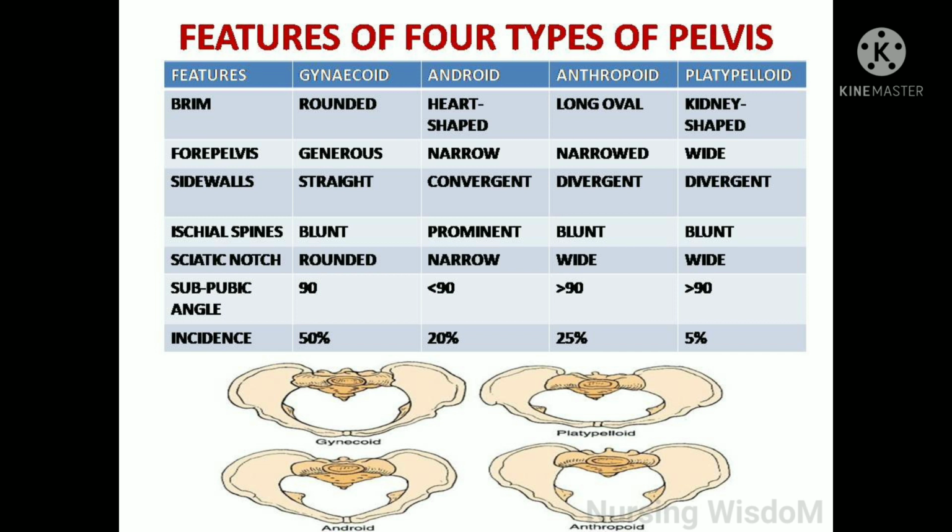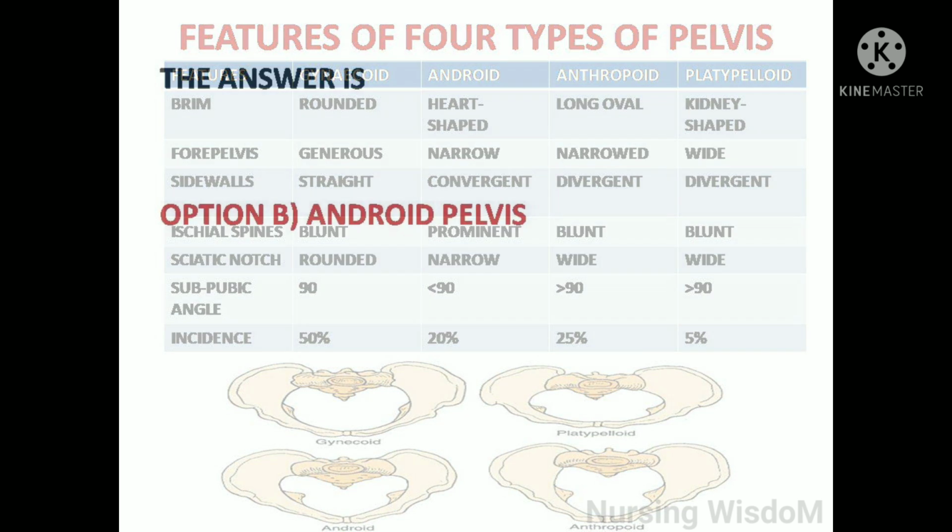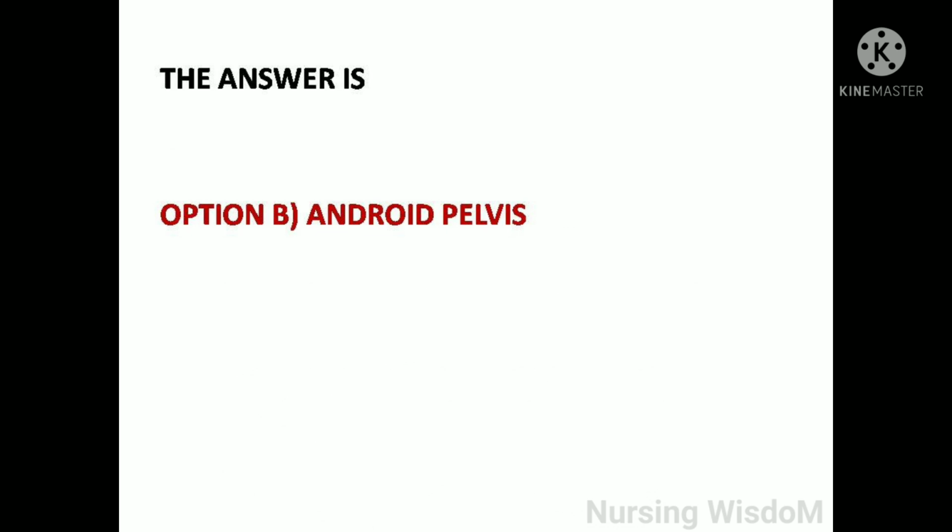Subpubic angle: 90 in gynecoid, less than 90 in android pelvis, more than 90 in anthropoid pelvis, more than 90 in platypelloid. Incidence: 50% for gynecoid pelvis, 20% for android pelvis, 25% for anthropoid pelvis, 5% for platypelloid pelvis. So here the answer is option B, android pelvis.